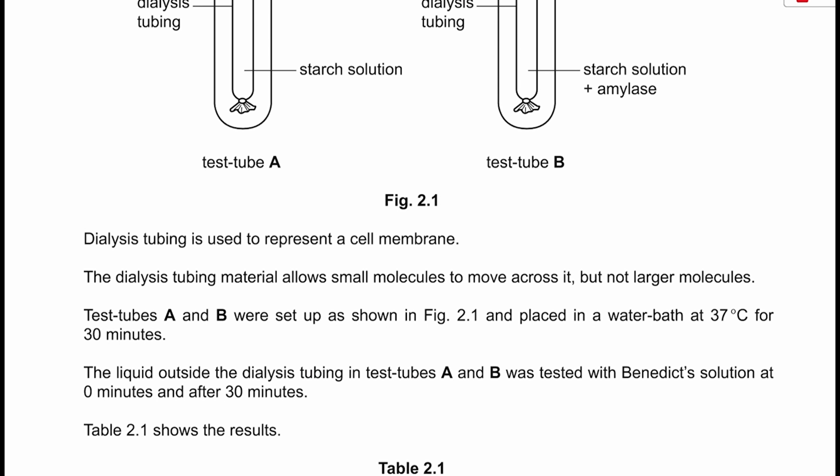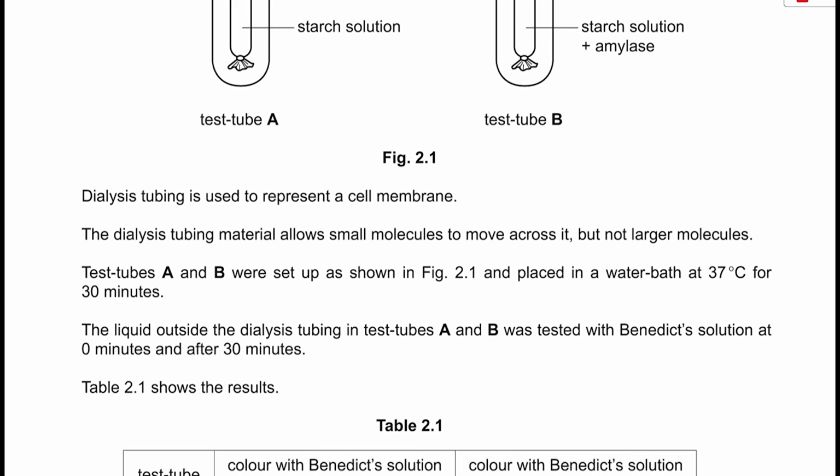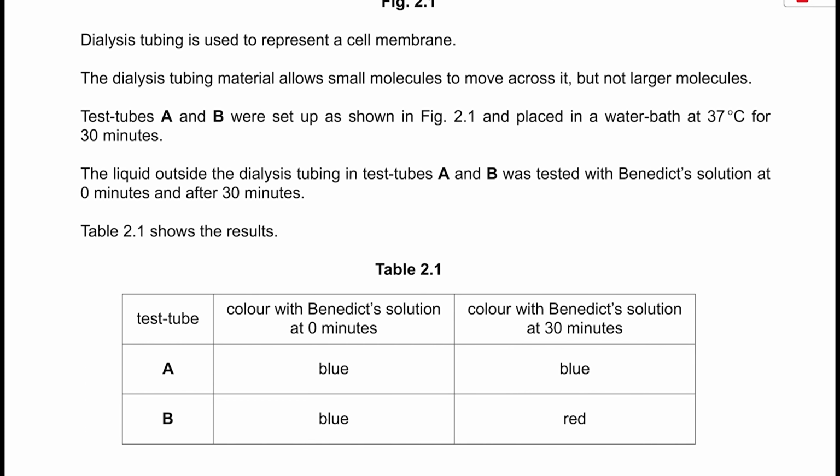Test tubes A and B were set up as shown in figure 2.1 and placed in a water bath at 7 degrees centigrade for 30 minutes. The liquid outside the dialysis tubing in test tubes A and B was tested with Benedict solution at 0 minutes and after 30 minutes. Table 2.1 shows the results. So here we have the results of whatever is taking place for both test tubes.